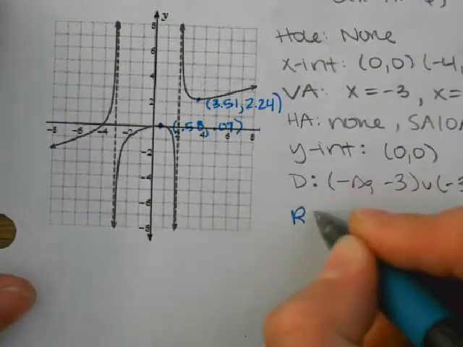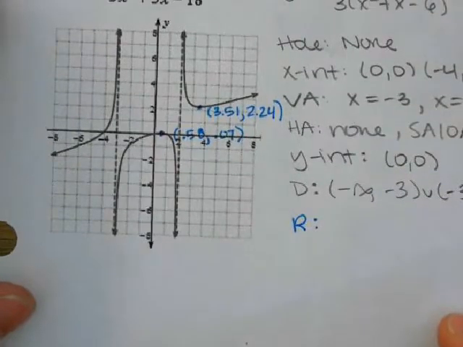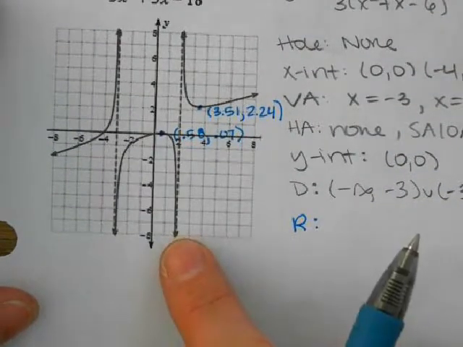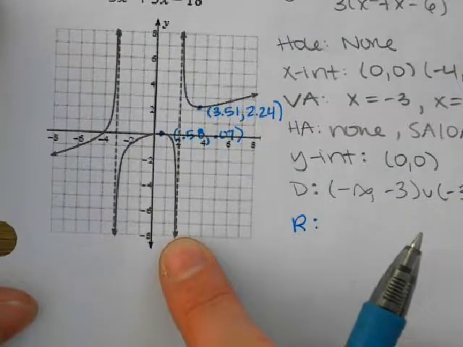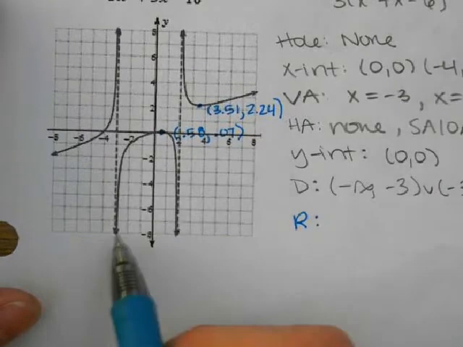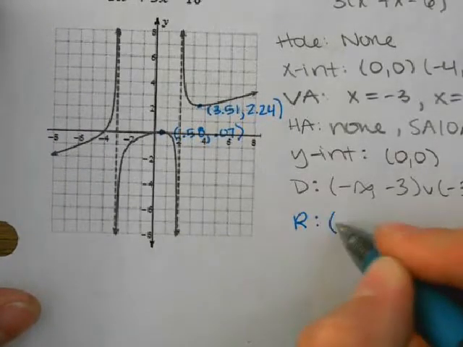So I'll go ahead and get my range started. For range, we always go from down to up. So what is the down part of the graph? Negative infinity. We got negative infinity down here.